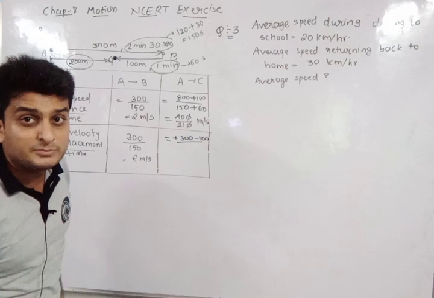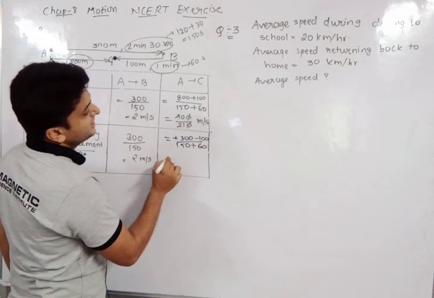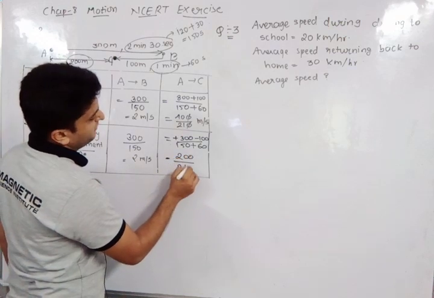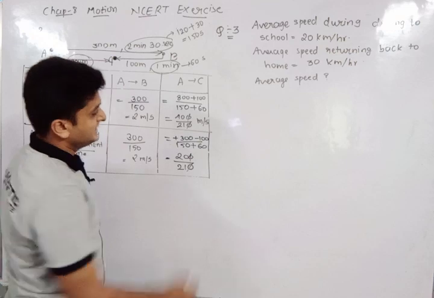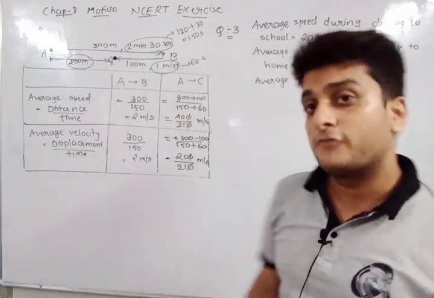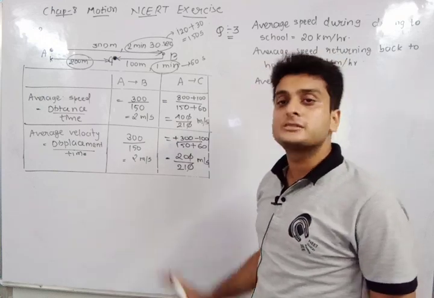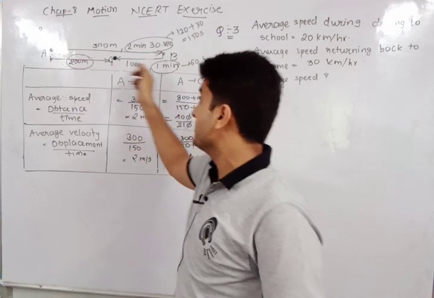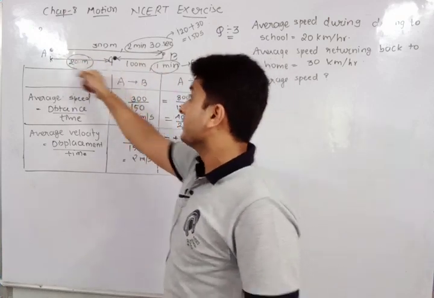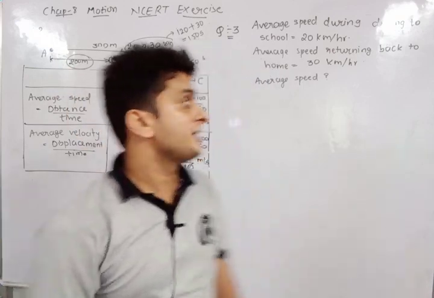What is the total time taken? Total time is 150 plus 60. The time is going to be the same. So this answer is 200 divided by 210. Will cancel it out. And this is your average velocity when it travels from A to C. Okay? Fine. I hope this question is clear to you. When it is the case of A to B, distance and displacement are the same. When it is the case of A to C, in distance you have to count the whole path, and in displacement only this. Okay, fine. Let's go to the next question.